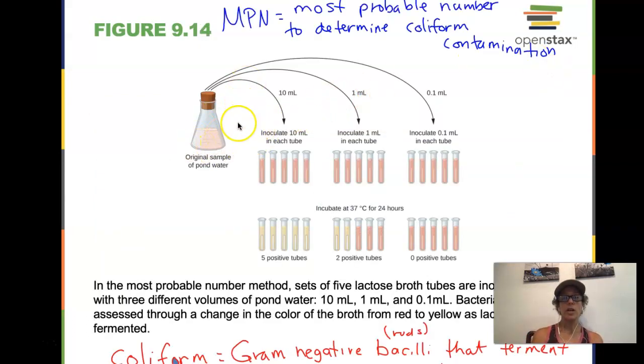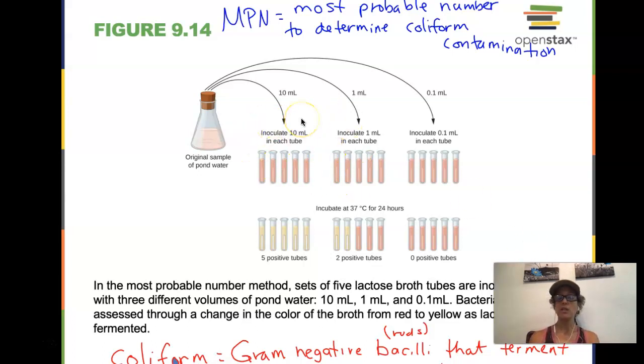This is a depiction of the most probable number method. There is a lab late in the semester that I believe we will be able to get to once we complete all the exercises for our unknown. It is used to determine coliform contamination. Coliforms are gram-negative bacilli, and what got cut off here is that they ferment lactose. That is an anaerobic process. The sugar is lactose. They ferment lactose and produce both acid and gas.